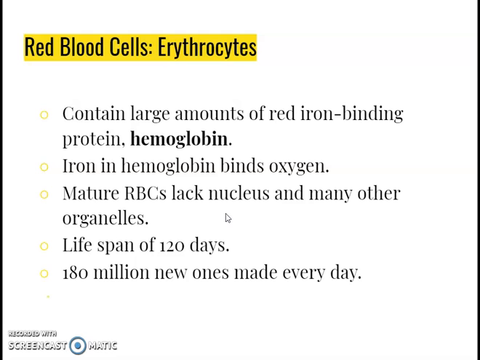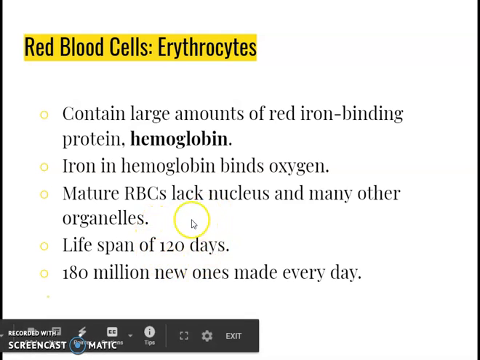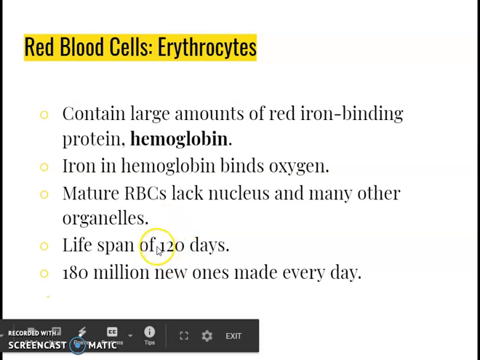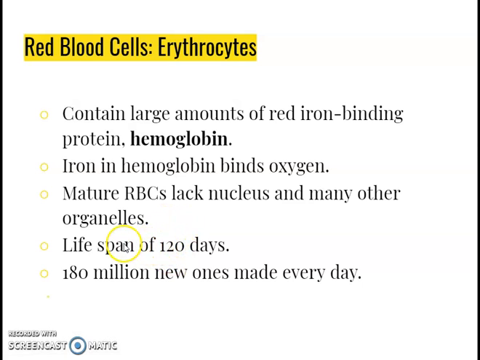Their only role is to really transport oxygen. So they have a limited lifespan of about 120 days, and that means that your body is continually making new red blood cells to replace these old red blood cells when they die and are taken out of the system.